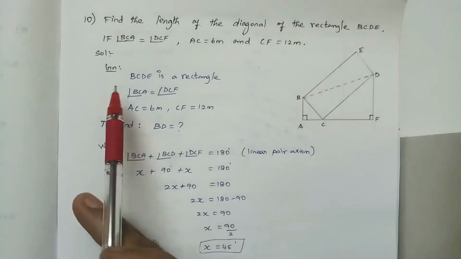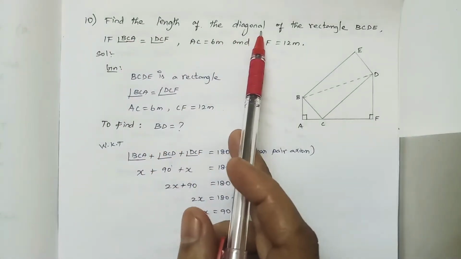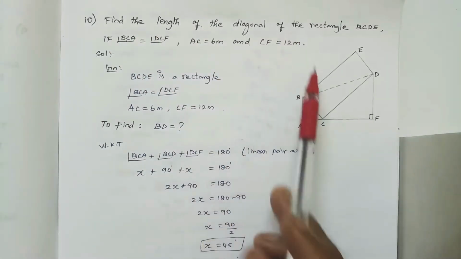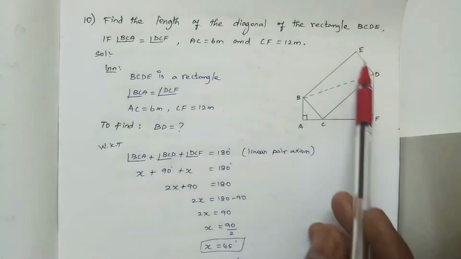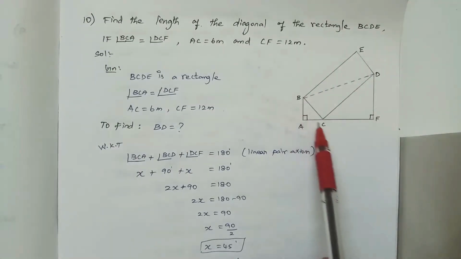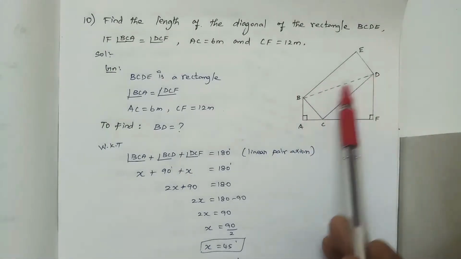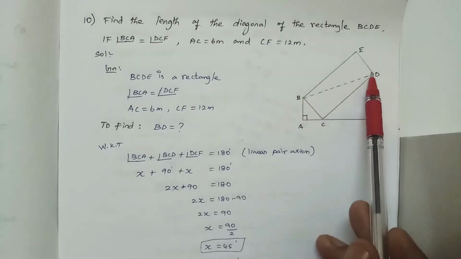Sum number 10. Find the length of the diagonal of the rectangle, right? Here, BCDE is nothing but a rectangle. We want to find the diagonal BD.